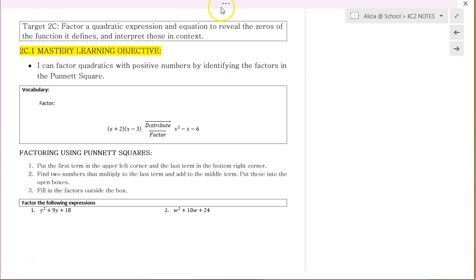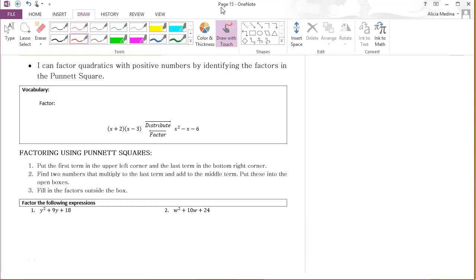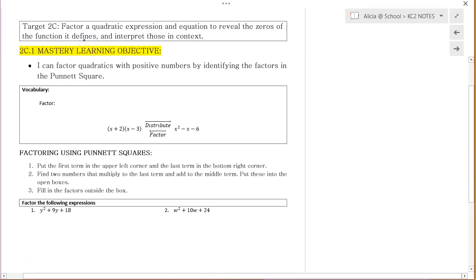Hey guys, in this video we're going to be covering Target 2C. Our first mastery learning objective is: I can factor quadratics with positive numbers by identifying the factors in the Punnett square. So basically, our vocab here is, well, what is factoring?